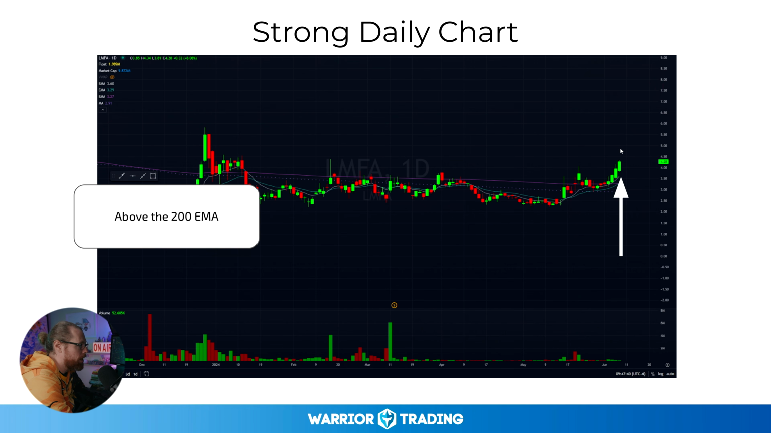Here's another strong daily chart. In this case, we're above the 200. So we're above that level. So we're all good. It's not an issue. We're above the 200. It's all set.